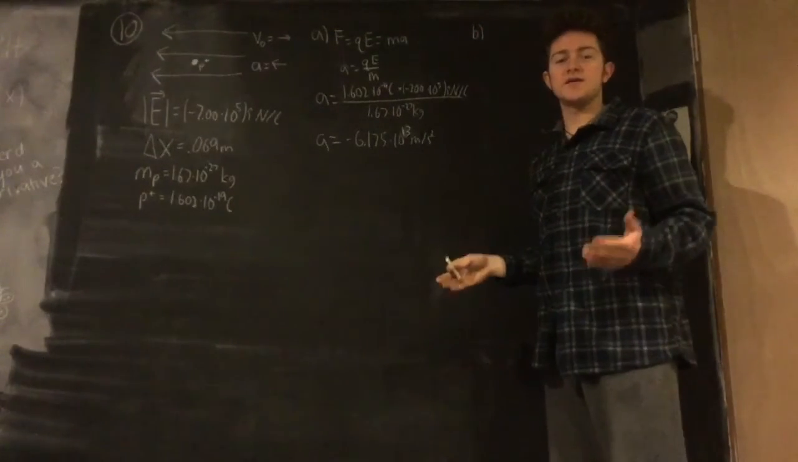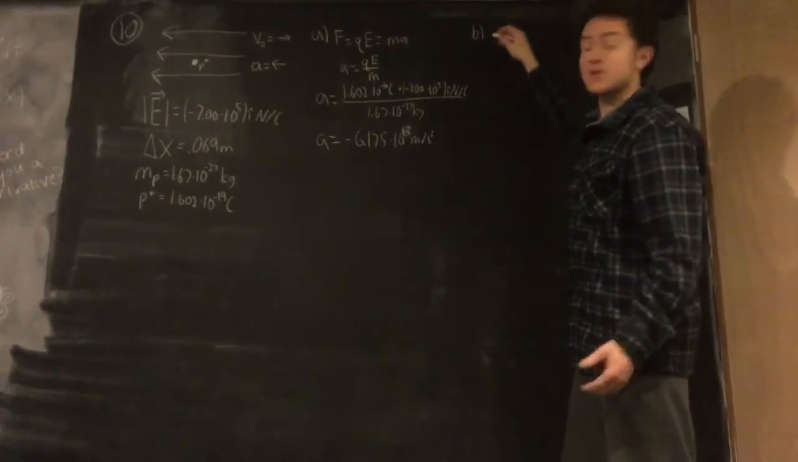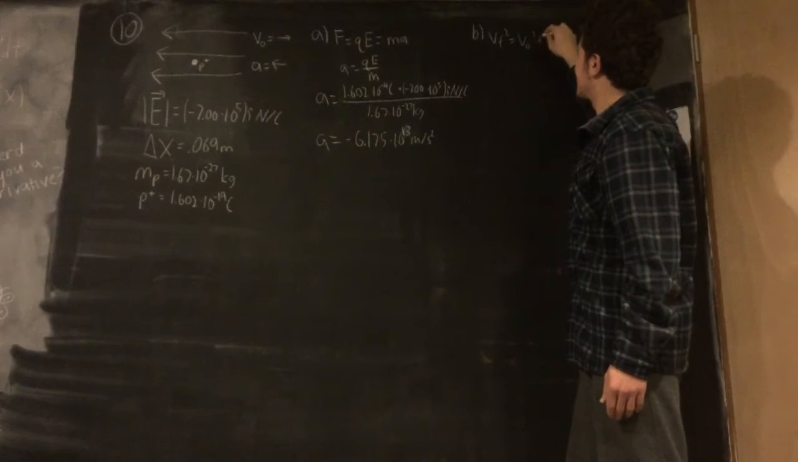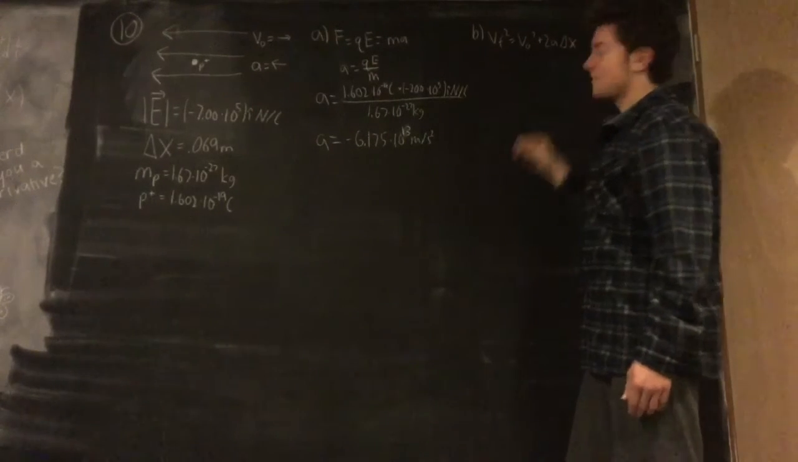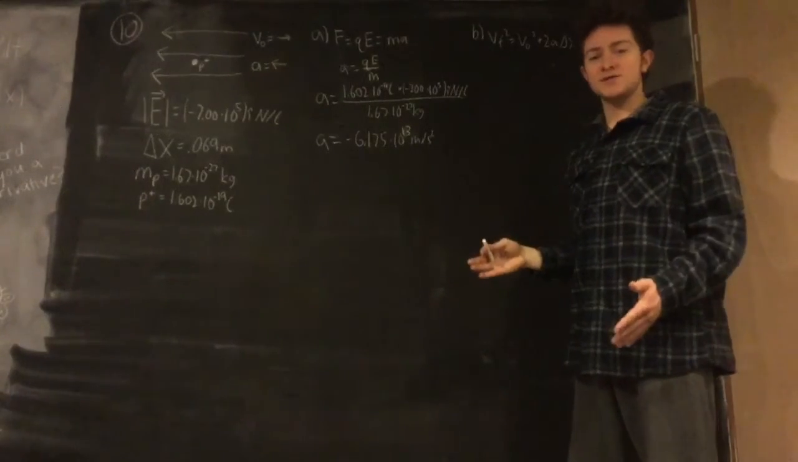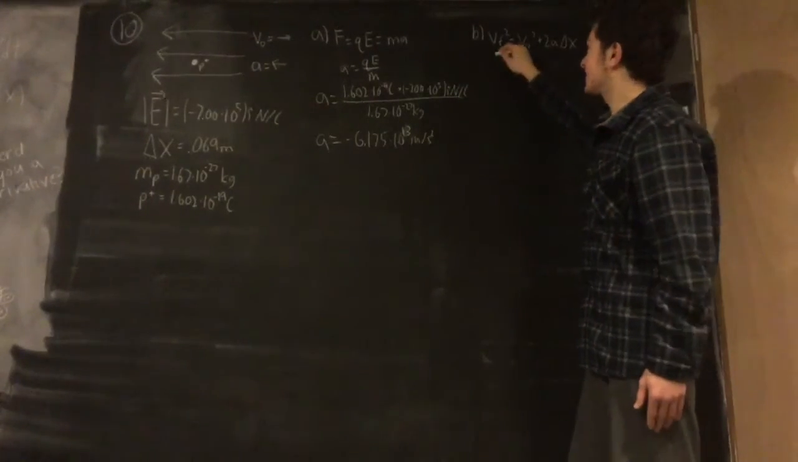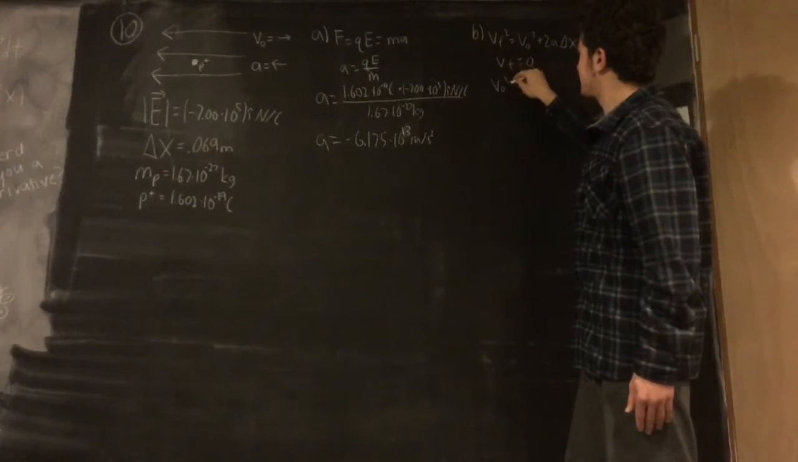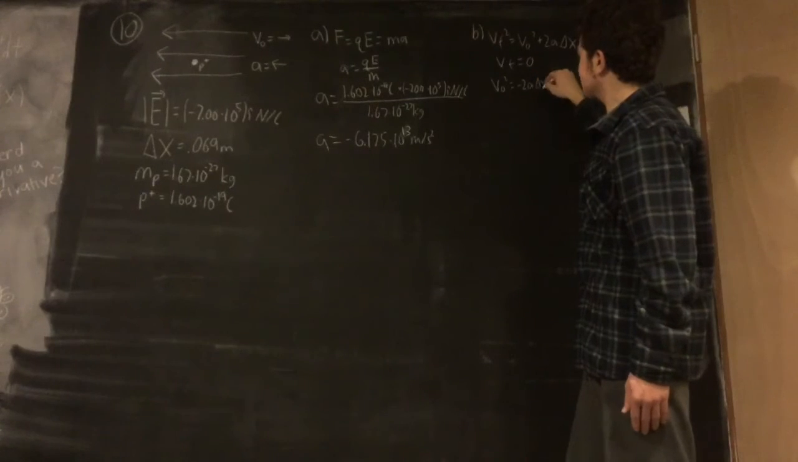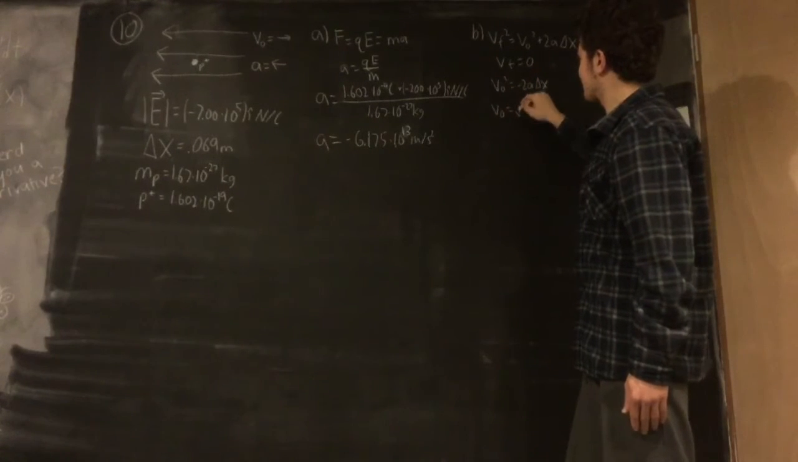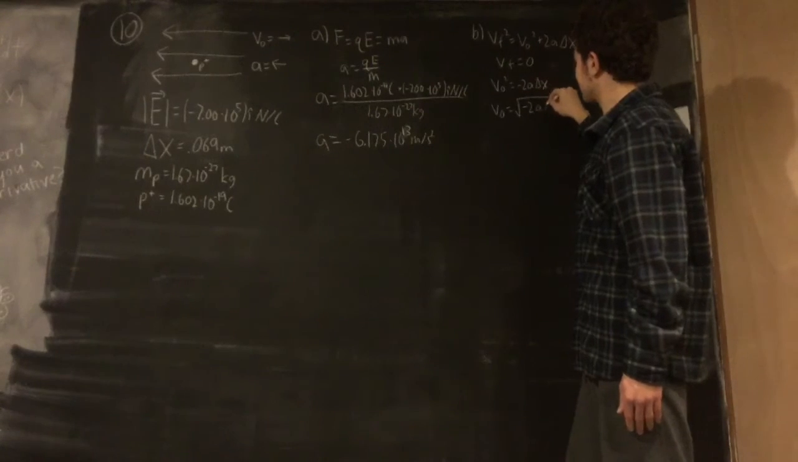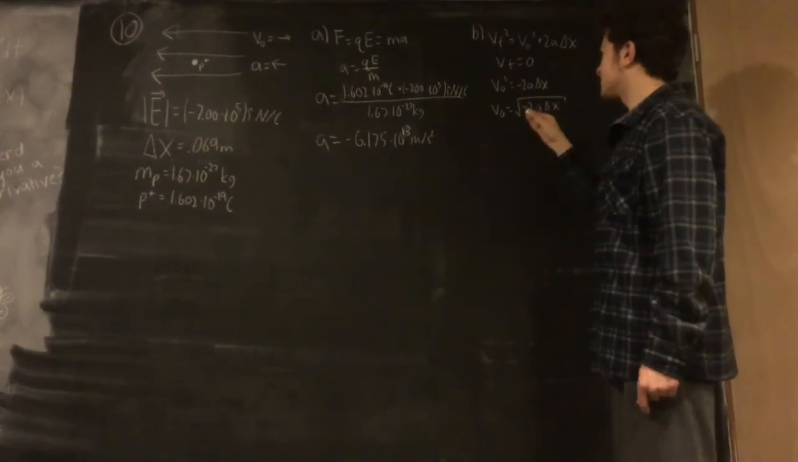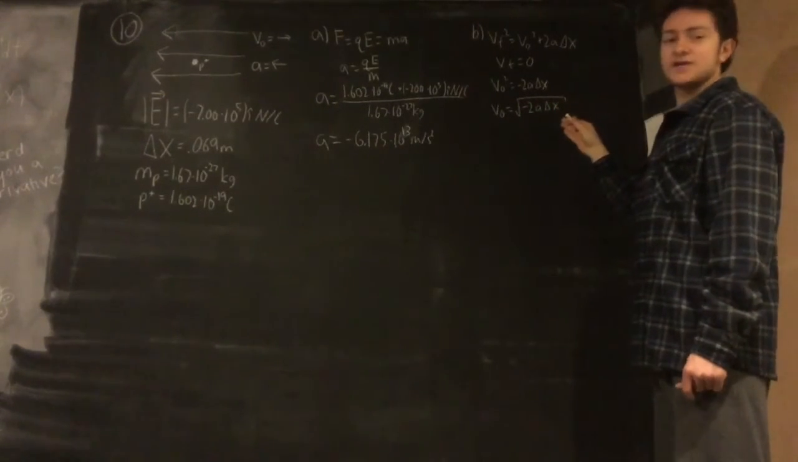Part B asks us to find the original velocity of the proton. So we've got to start off with one of our kinematic equations. Vf squared is equal to Vo squared plus 2a delta x. Except when the proton comes to rest, it's not going to have a final velocity, so we could say that Vf is equal to 0. So doing some algebra, we get the original velocity is equal to the square root of negative 2 times the acceleration times the displacement.